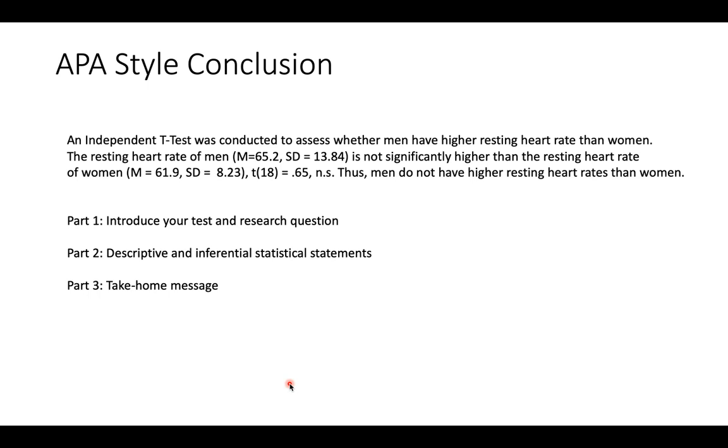Part two, we provide our descriptive and inferential statistical statements, along with sort of the result, right? What happened? The resting heart rate of men with a mean of 65.2, and here's where our standard deviation comes back from that sum of squares table, 13.84, is not significantly higher than the resting heart rate of women with their descriptive stats. T, degrees of freedom, equals t-value, were not significant. Thus, men do not have higher resting heart rates than women. That's our take-home message. Explain it to a fourth grader.